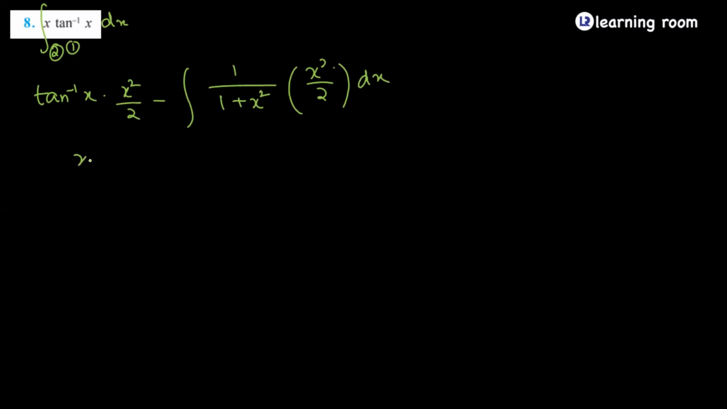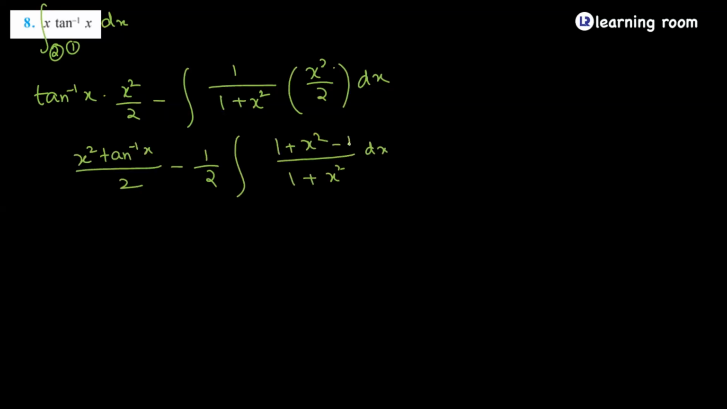Okay. So it is going to be x square tan inverse x divided by 2 minus 1 by 2 into, observe this, numerator I have x square divided by 1 plus x square dx. So whenever the numerator and denominator have the same degree, what are we supposed to do? Replicate the numerator in the form of denominator. So I need 1 plus x square minus 1 by x square.